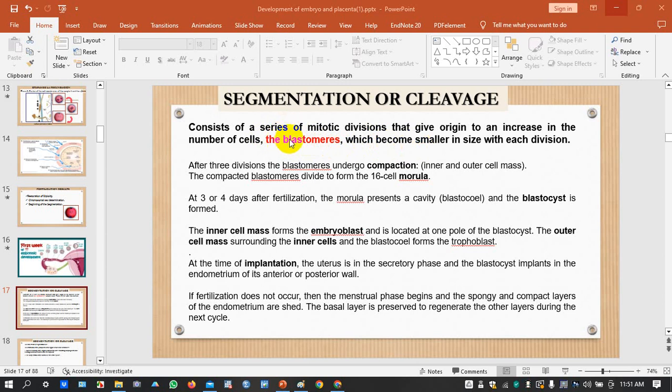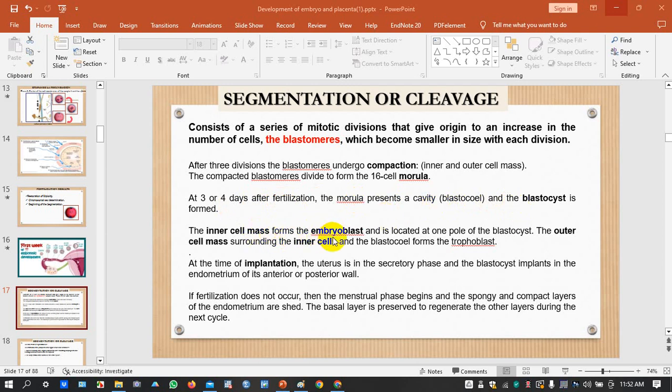And the individual cells inside the zona pellucida that is housing them are called blastomeres. After 3 divisions, the blastomeres undergo compaction. We are going to have the inner and outer cell masses. The compacted blastomeres divide to form the 16-cell morula, like we saw in the video. At days 3 and 4 after fertilization, the morula presents a cavity, the blastocoel, and the blastocyst is formed. We will see that in another video.